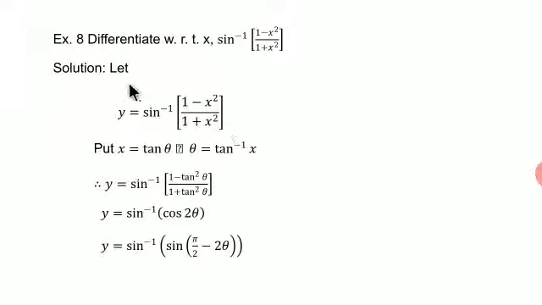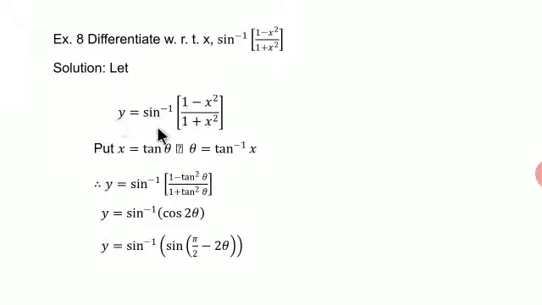Okay. Now next example. See the next example, example number 8. Differentiate with respect to x sin inverse of (1 minus x square) divided by (1 plus x square). Let us denote the given function as y. Now here we put x as tan theta. If we put x as tan theta, from this we get theta is equal to tan inverse of x.